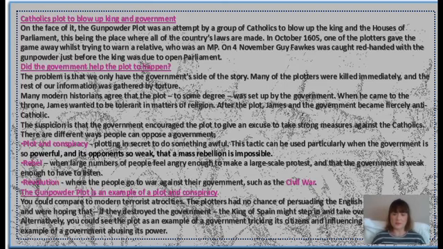There are different ways that people can oppose a government. Now, you are going to be quizzed next lesson.